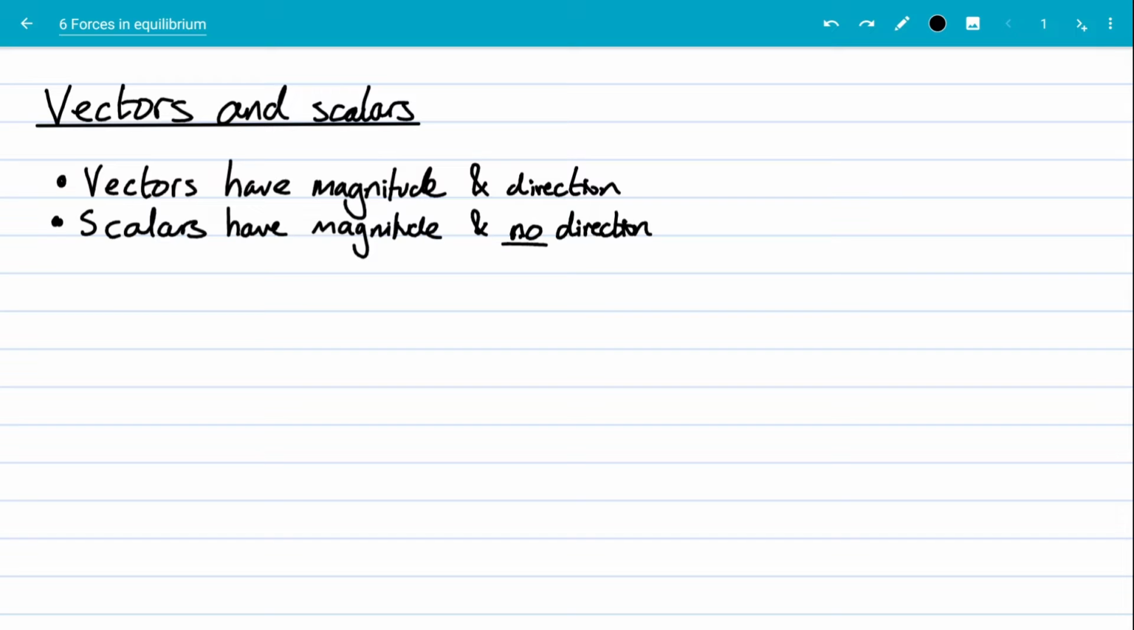Vectors have 4 bits of information. They have the numerical component, which gives you an indication of the magnitude. They have the unit, which gives you an indication of the magnitude. They give you the dimensionality, which is included within the unit, but they also include the direction.